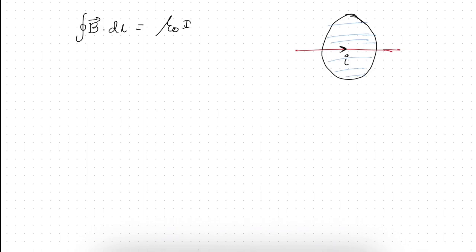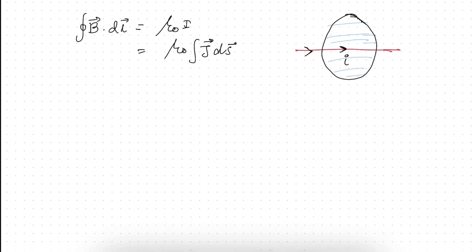Now this mu naught I can also be written as mu naught times the integral of J, that is current density, dS. This formula is correct only for conduction current, steady current. That means this current is not changing with time.